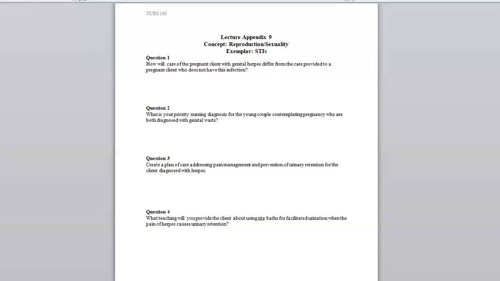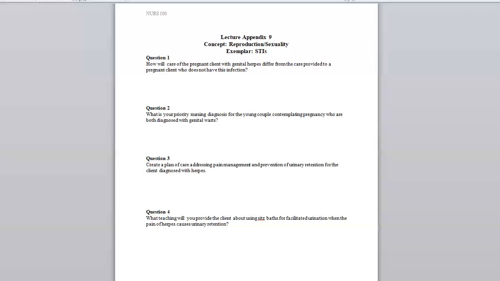Okay. All right. Question 3, create a plan of care addressing pain management and prevention of urinary retention for the client who's diagnosed with herpes. Okay. And so one thing that we would hope to have happen is increase fluid intake to dilute the acidic urine to cause less irritation of sensitive membranes when urinating, and respond in a timely manner to the urge when you have to urinate.